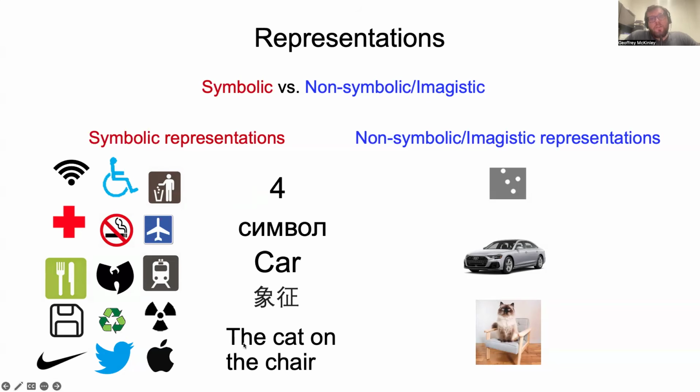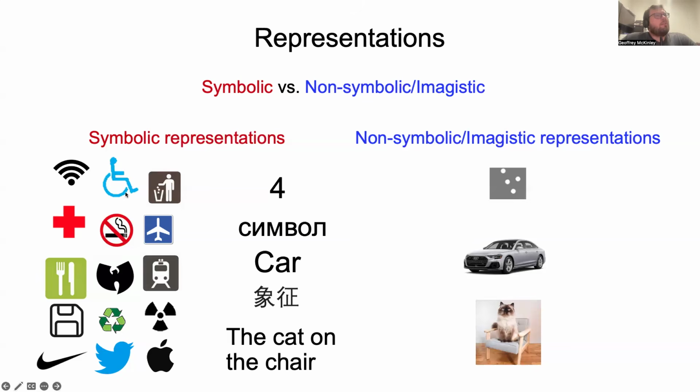The cat on the chair is another way to represent something. But again, these are all arbitrary symbols that have no mapping necessary. They have no obvious resemblance to the things that they're supposed to represent, kind of like digital representations, which is a hint.